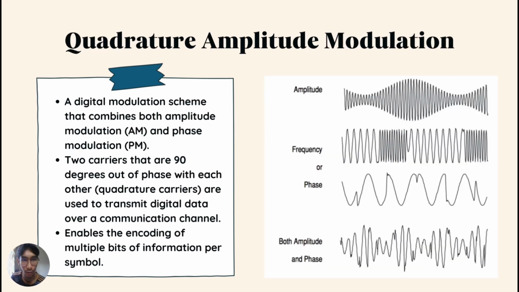Now we're going into quadrature amplitude modulation. Quadrature amplitude modulation is a digital modulation scheme that combines both amplitude modulation and phase modulation. Two carriers are 90 degrees out of phase with each other. Quadrature carriers are used to transmit digital data over a communication signal, enabling the encoding of multiple bits of information per symbol.